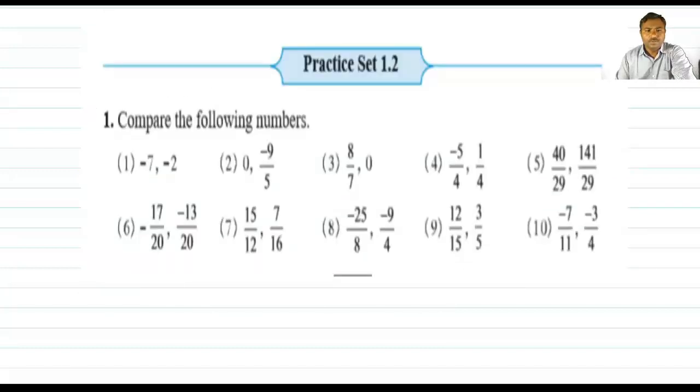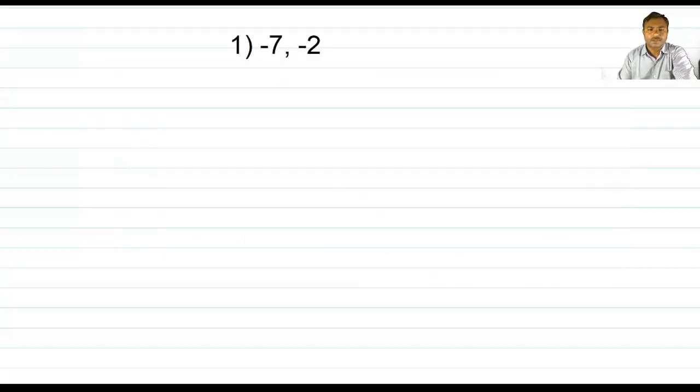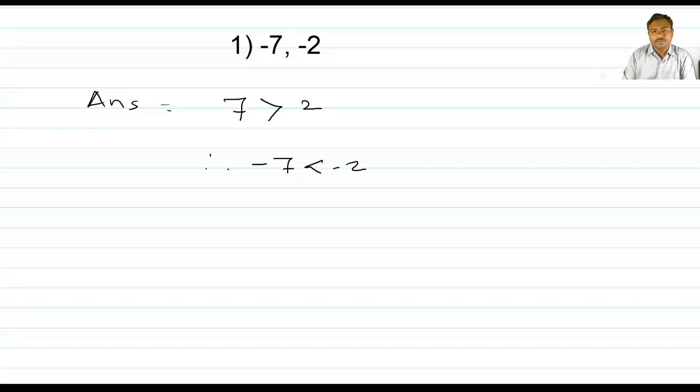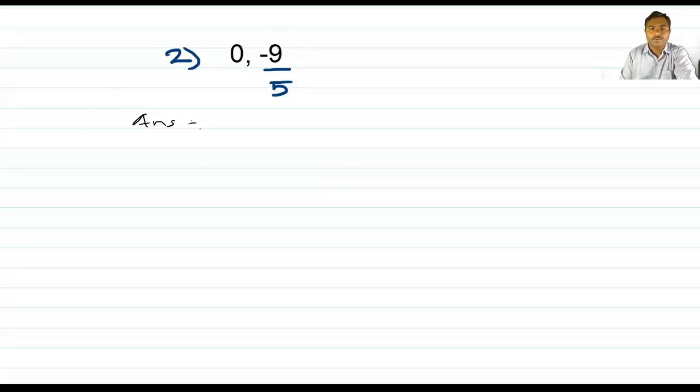From the above rules, solve practice set 1.2. Compare the following numbers. First, negative 7 and negative 2. We know that 7 is greater than 2. Therefore, negative 7 is less than negative 2. Second, 0 and negative 9 upon 5. We know that 0 is always greater than negative 9 upon 5. Here, 0 is less than 9 upon 5. But 0 is greater than negative 9 upon 5.